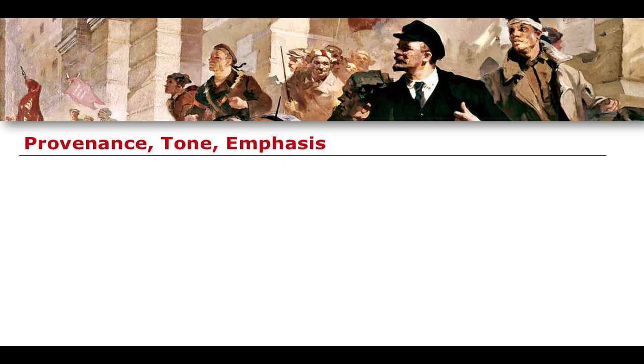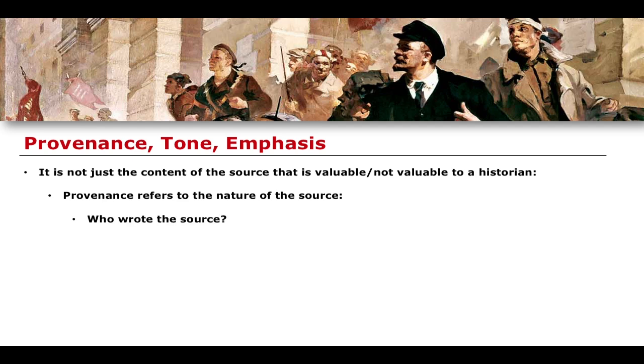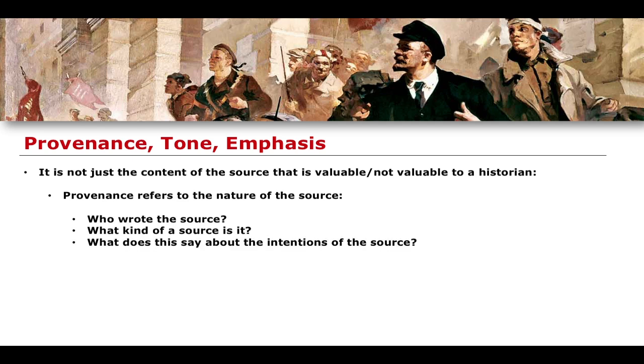The second part then is the provenance, tone, and emphasis of the source. So this is not just the content of the source that is valuable or not valuable to a historian. Not only do we have to think about the content of what is actually being said in the source, but you also have to refer to all of the things that surround the source. This is what I define as the surrounding elements of the source, the provenance, tone, and emphasis. Provenance refers to the nature of the source, okay? Who wrote the source? What kind of source is it? What does this say about the intentions of the source? What do these elements say about the value of the source?